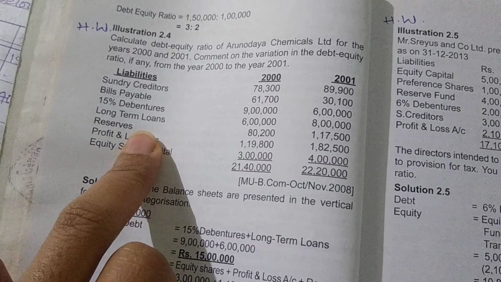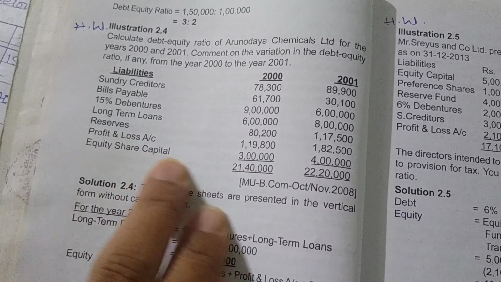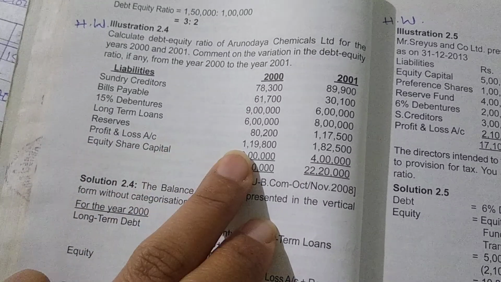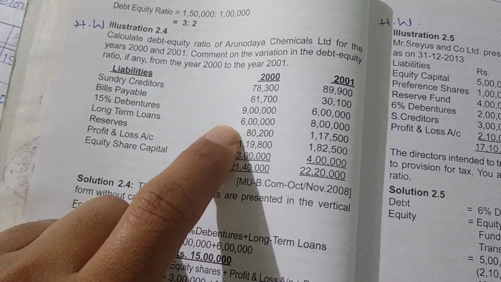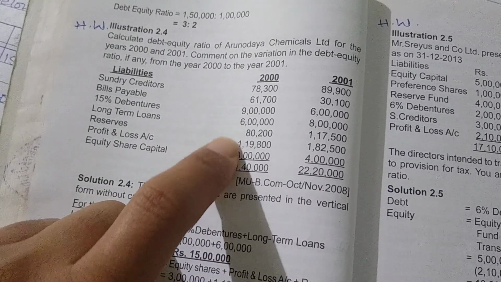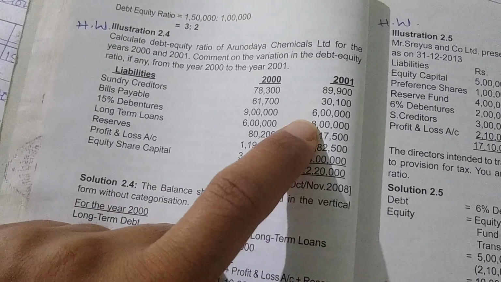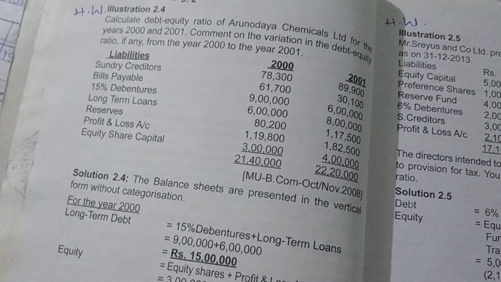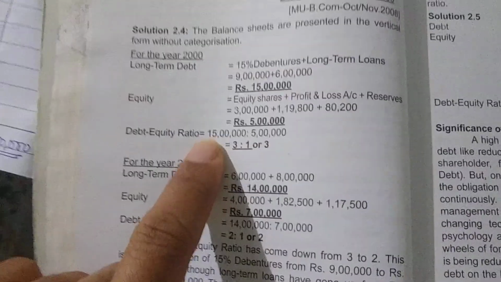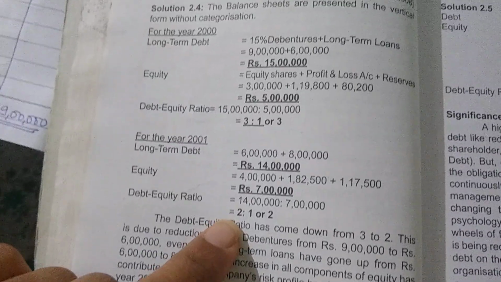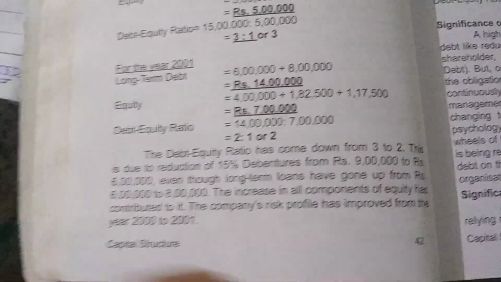Coming to your net worth, you will take your equity share plus your profit and loss plus your reserves. So you take the total of these three for the year 2000, and for 2001, you will take the total of these three. Okay. So your answer will be 3:1 for your first year, that is the year 2000. For 2001, you will have 2:1. And you will write a conclusion.